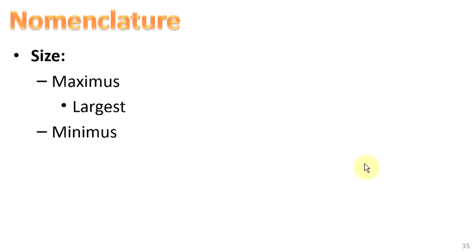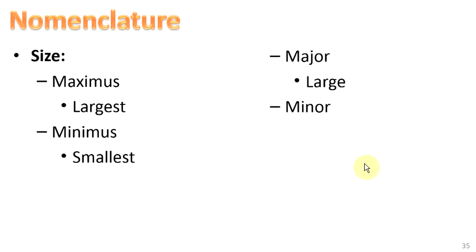Okay, so when we're talking about the size of a muscle, you're going to see words like maximus, which means the largest. So if there's a group of muscles, like we're going to talk about the gluteal group, the gluteus maximus is the largest of that group of muscles. Minimus would then be the smallest. We'll also see things like major, which means large, and minor, which means small.